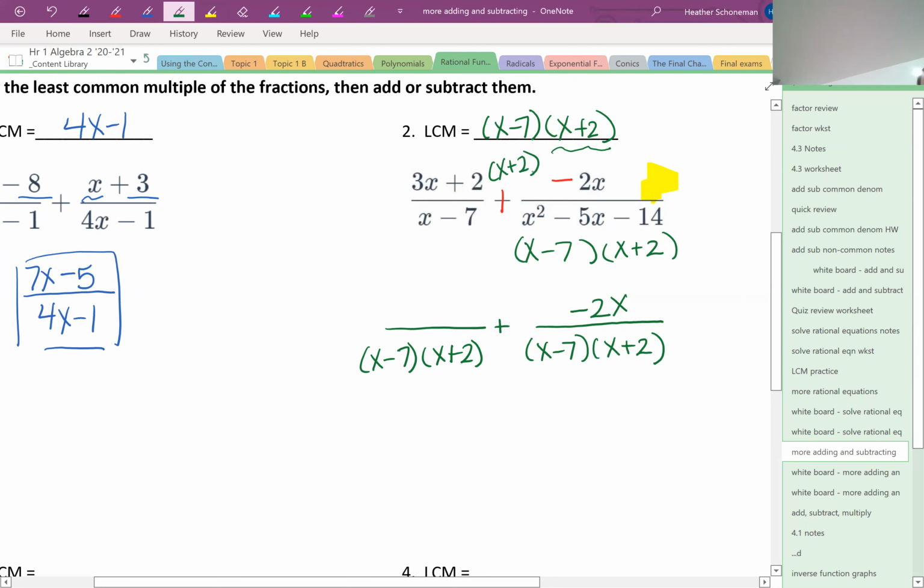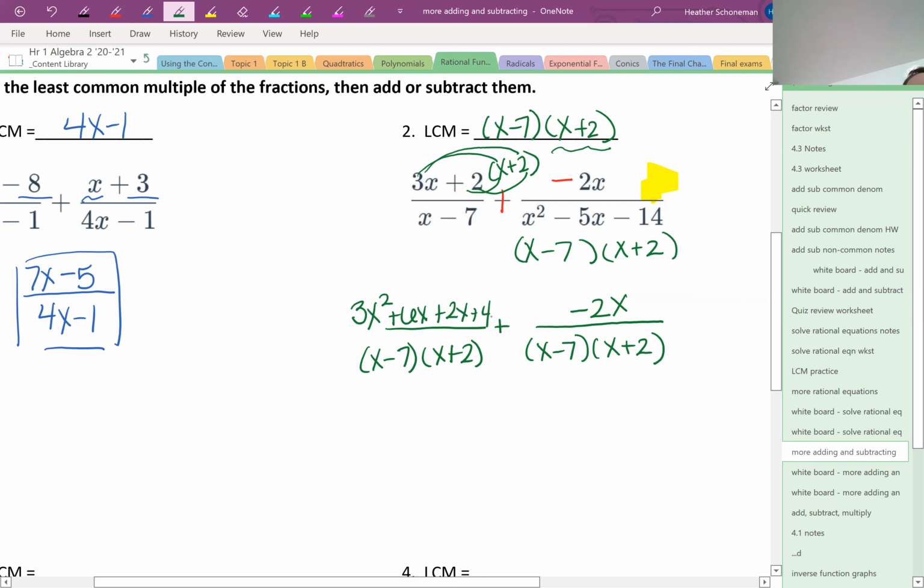Now I'm multiplying a binomial times a binomial. So you've got to FOIL or distribute, whatever you want to say. 3x times x is 3x squared. 3x times 2 is 6x. 2 times x is 2x. And 2 times 2 is 4.